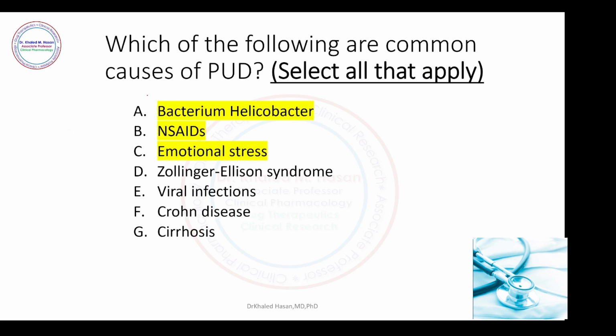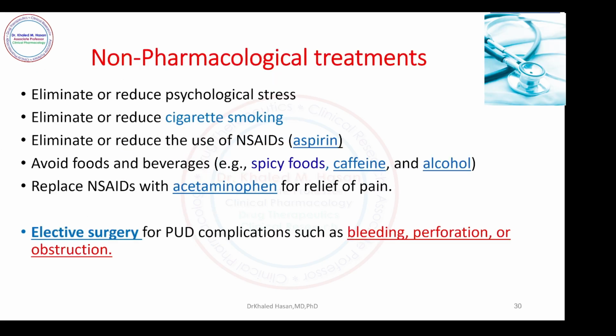So you can see the most common causes of peptic ulcer disease: Helicobacter pylori, NSAID, and emotional stress. That was a brief introduction to the physiology, pathophysiology, signs, symptoms, and causes. Now we start with the management of peptic ulcer disease. We have non-pharmacological approach treatment and we have pharmacological approach treatment.